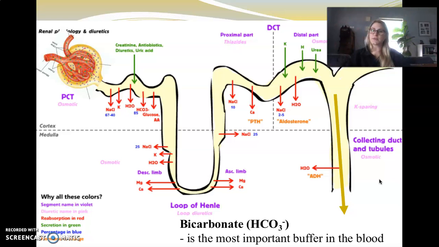So this is everything nice and spread out. Oh, I love this picture. It's beautiful. So we have the afferent arterioles going into the glomerulus, and then the efferent arterioles taking things away.